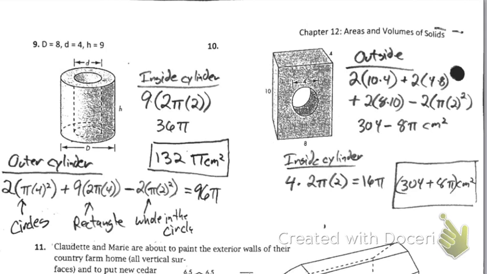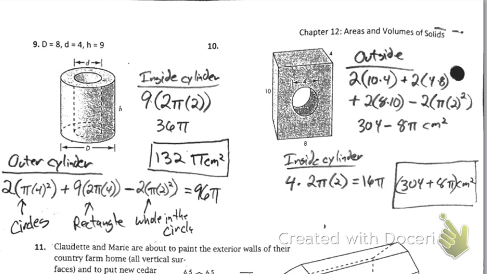However, I also have to paint this inside cylinder. So add that inside cylinder in. I just said, well, the length of the cylinder is 4, and I multiply it by the circumference of the circle. So this is that inside cylinder, 16 pi. I add that to the 304 minus 8 pi, and I get 304 plus 8 pi. All right, so that's how I think of it. I come up with the total area, subtract out those missing parts, and then add in that cylinder.